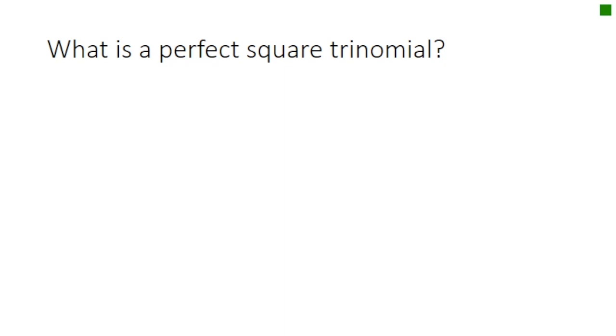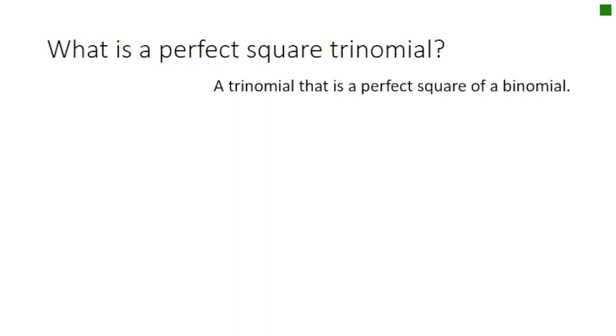Now, before we learn how to complete the square, we must learn what a perfect square trinomial is. A perfect square trinomial is a trinomial that is a perfect square of a binomial. Let me give you some examples of what that would be. By the way, you should be writing this slide down already.